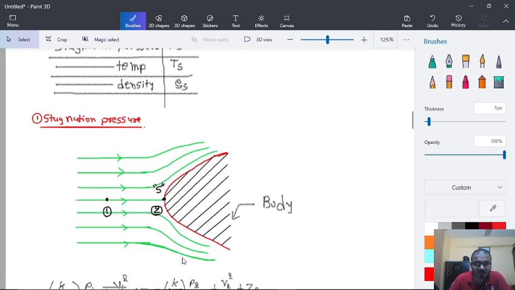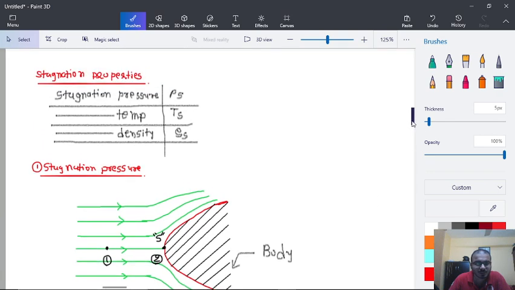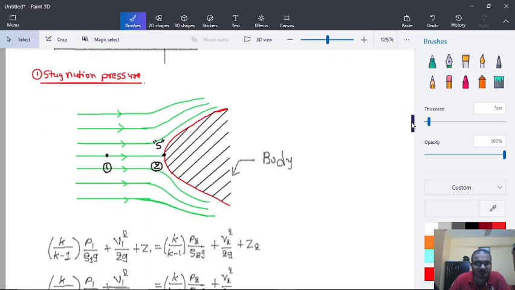So when the velocity of the fluid flowing past a body becomes zero, that point is known as the stagnation point, and the properties at that point are known as stagnation properties. Here we have this body, and this is the fluid flow where S is the stagnation point, and we are about to derive the formula for stagnation pressure. We have considered this to be an adiabatic frictionless process, so losses are not considered.